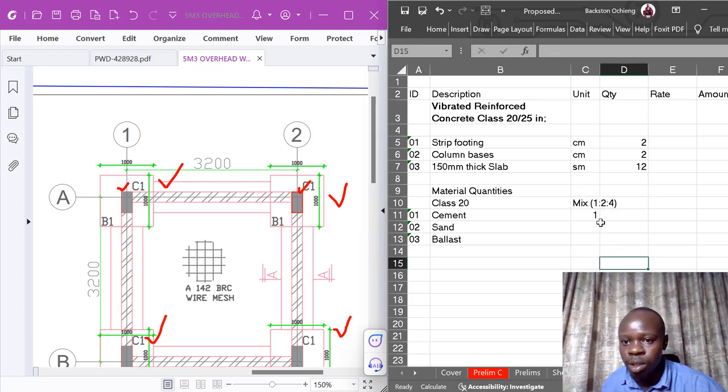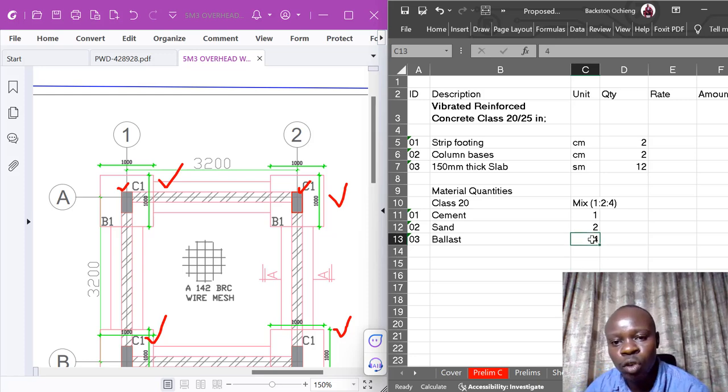So that is the mix, and that means cement is 1, sand is 2 parts, and ballast is 4 parts. That is the ratio of class 20. The mix is 1 to 2 to 4, and the meaning of each one is that cement is 1 part of that ratio, sand is 2 parts, and ballast is 4 parts.